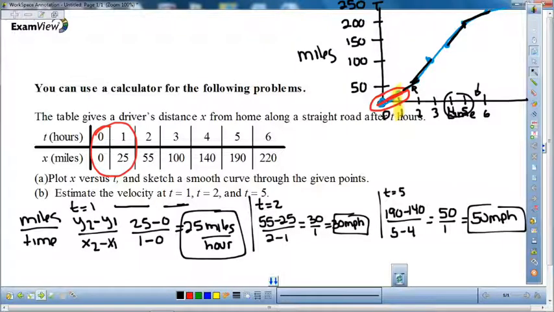Again, that's an estimation. If you would have done 5 to 6 for t equals 5, you would have got 220 minus 190 over 6 minus 5, which would be 30 miles per hour. So either one would be correct because you're estimating, so it's not going to be exact.